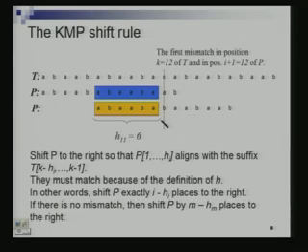If there is no mismatch, suppose the pattern was only up to here. This was not part of the pattern; AB was not part of the pattern. That means till the 11th position everything matched, everything is fine. How much should I shift forward by?